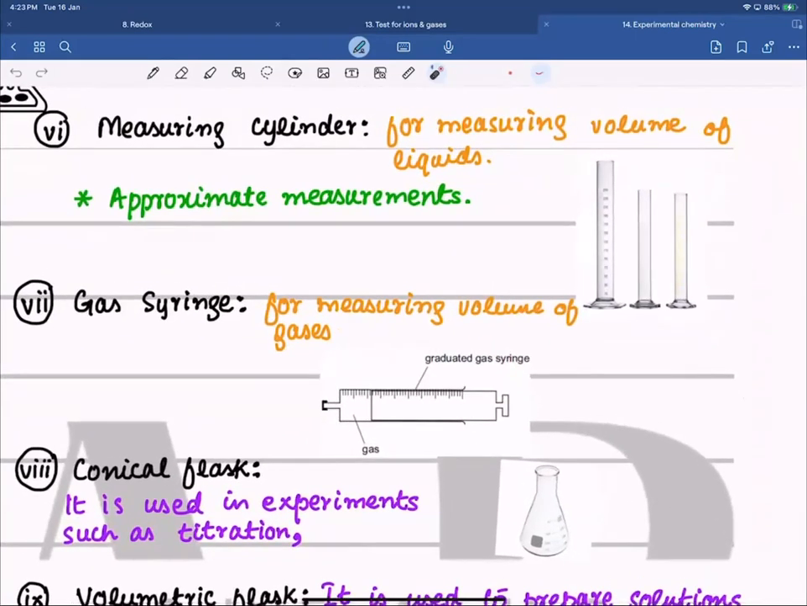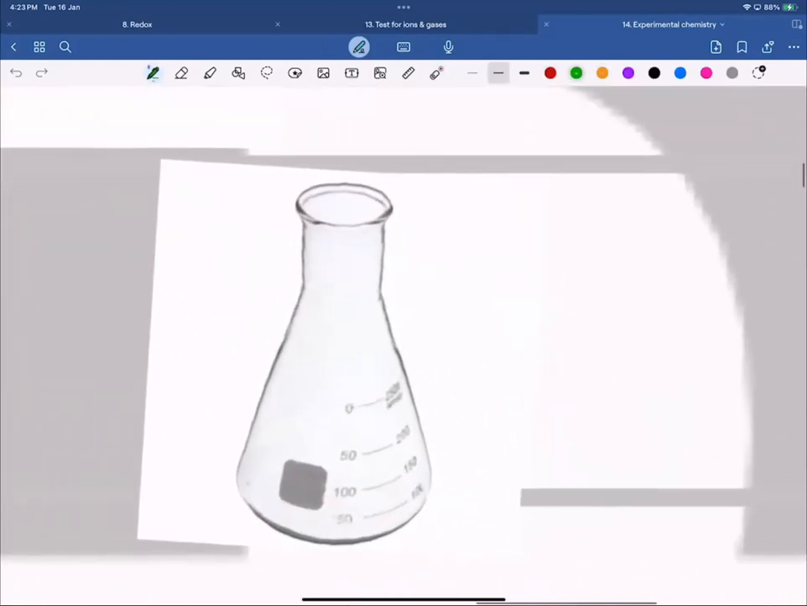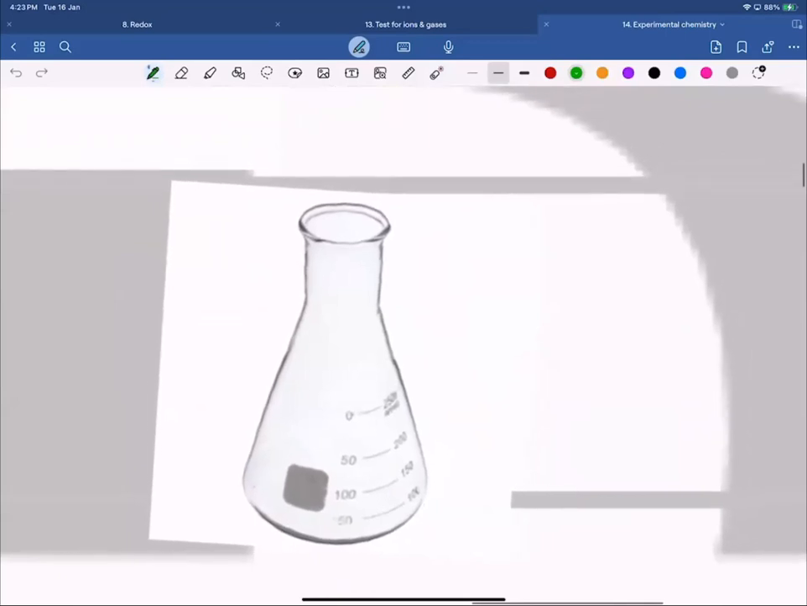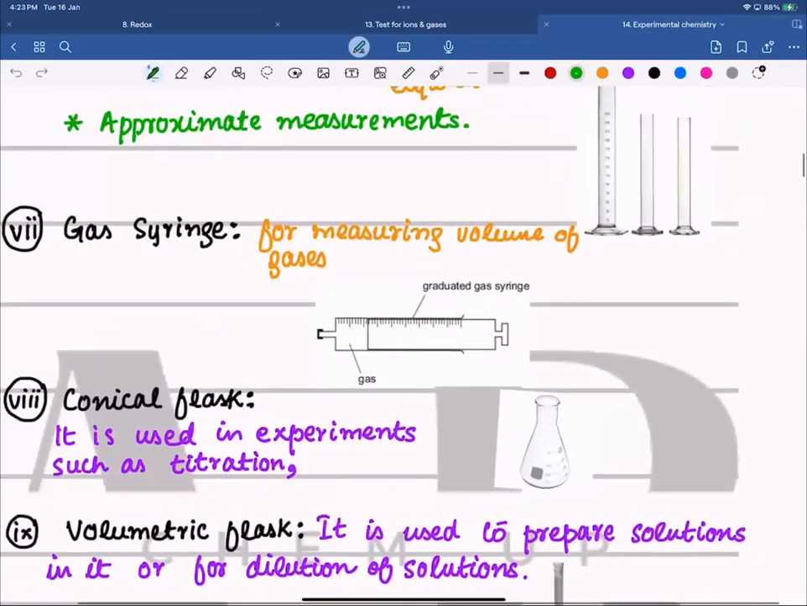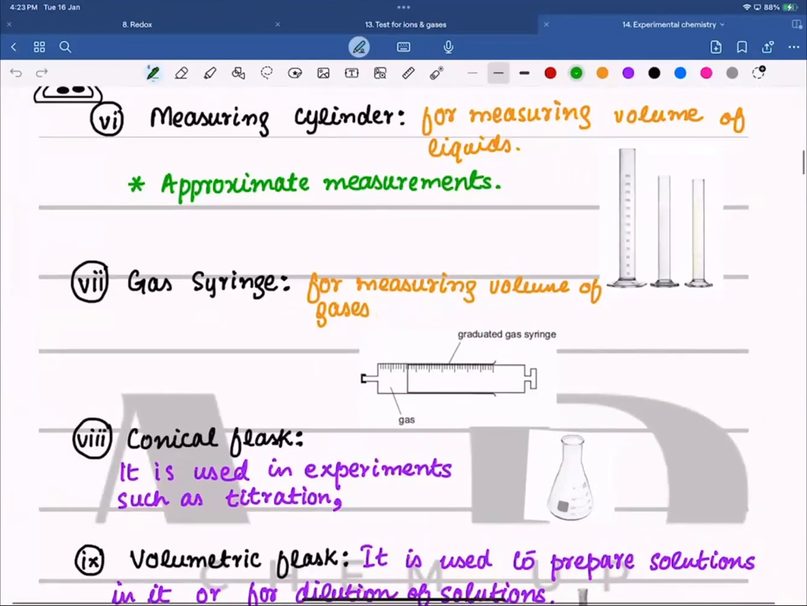Next we have a measuring cylinder. It is used for measuring the volume of liquids and it is used for approximate measurements. Gas syringes accurately measure the volumes of gases. Then we have a conical flask, which is usually used in experiments like titration. Besides this, there is a scale on the conical flask as well, if you can see over here. So that scale also records the volume approximately, not accurately.